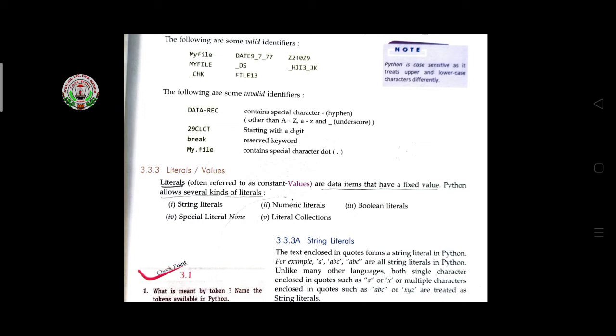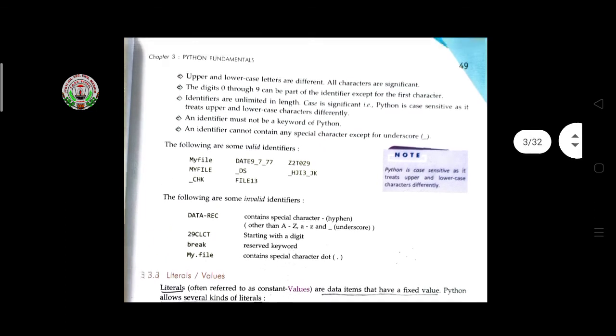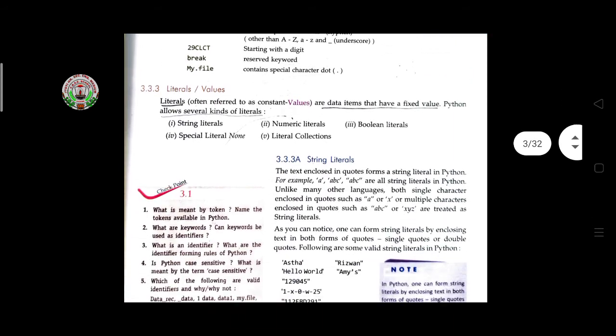Then break is a reserved keyword, so that keyword you are not supposed to use. This is the reserved identifier keywords. And then my dot file: an identifier can use only the underscore as a special symbol. So you have to use the underscore, and here the dot is given, so it is invalid. So know the difference between valid identifiers and invalid identifiers.